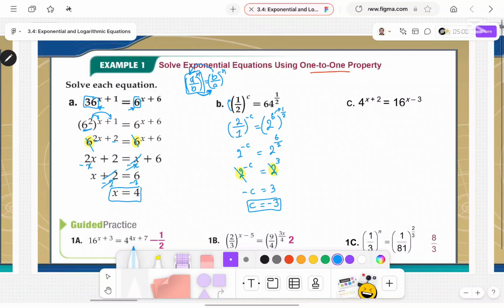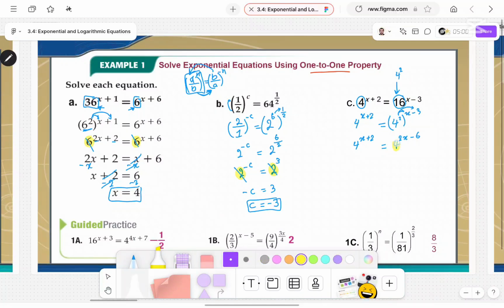Now, let's solve this. So look at the base here. The base here is 4, a small number. The base here is 6. 6 can be written as 4 to the power of 2. So now let's replace it. 4 to the power of x plus 2 equal 4 to the power of 2, all of that to the power of x minus 3. Now let's distribute the 2 to the x and to the negative 3. So it will be 4 to the power of x plus 2 equal 4 to the power of 2x minus 6.